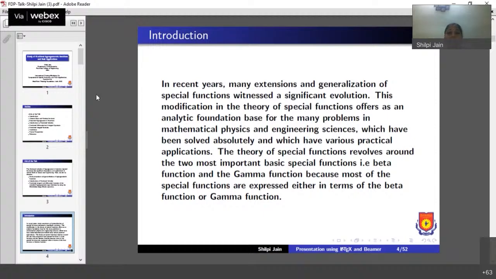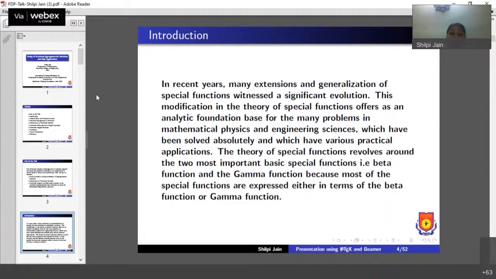In recent years, many extensions and generalizations of special functions have witnessed significant evolution. As we all know, a special function is a particular mathematical function that has more or less established names and notations due to their importance in mathematical analysis, functional analysis, geometry, physics, or other applications. A special function has a particular use in mathematical physics or some other branches of mathematics. Prominent examples include the gamma function, beta function, hypergeometric functions, vector functions, and Bessel functions.